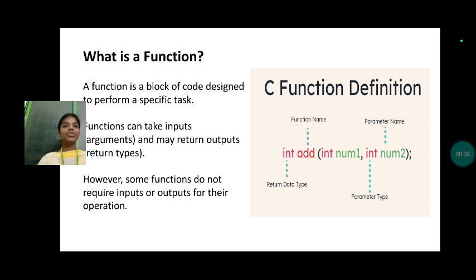What is a function? A function is a block of code designed to perform a specific task. Functions can take inputs as arguments and may return outputs as return types. However, some functions do not require inputs or outputs for their operation.